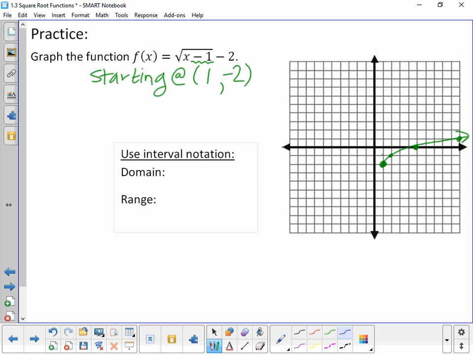The domain, we're using intervals, so from left to right is 1 to infinity. And the range, bottoms up, lowest value is negative 2 up to infinity. These do get square brackets for radical functions because it does include that point on the end.